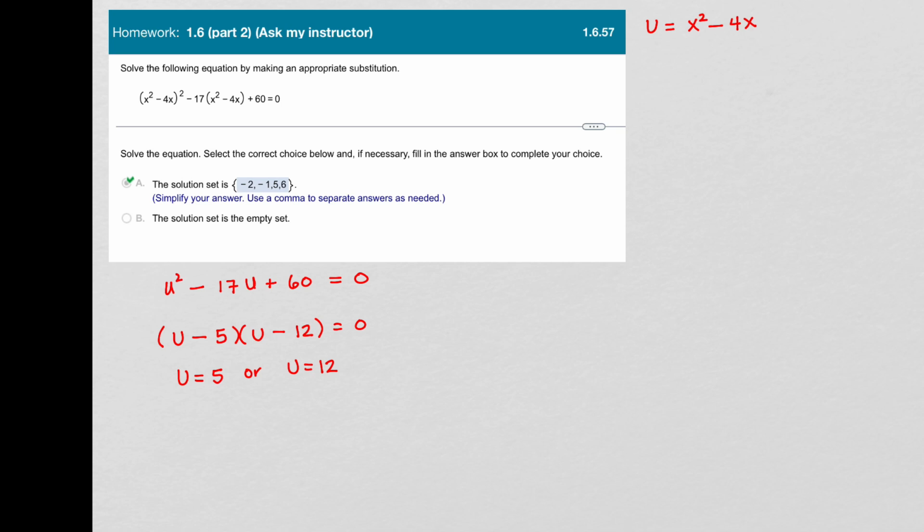Okay, so now I'm ready to find out what x is equal to. My substitution was that u equals x squared minus 4x, and I'm going to resubstitute. I'm going to say that u is equal to 5, first of all. So that means x squared minus 4x must equal 5, because u is equal to x squared minus 4x and u is equal to 5, so they must be equal to each other. I'll subtract the 5 from both sides.